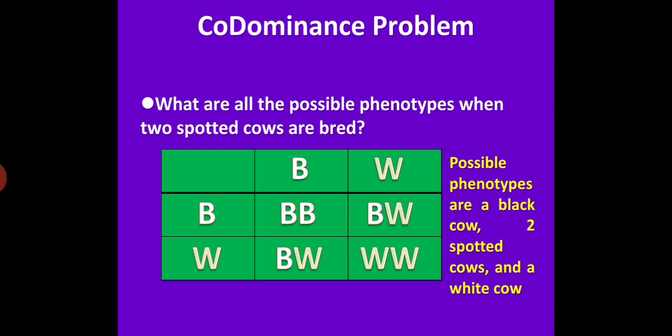Here is the problem related to codominance. What are all the possible phenotypes when two spotted cows are bred? When two spotted cows are bred, the possible phenotypes are black cow, spotted cow, and white cow.